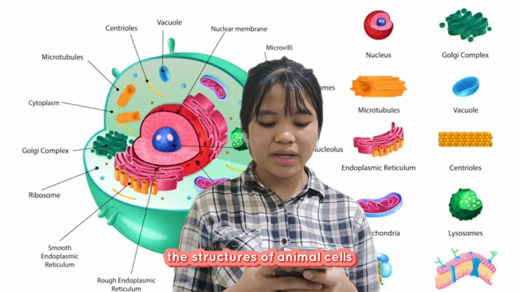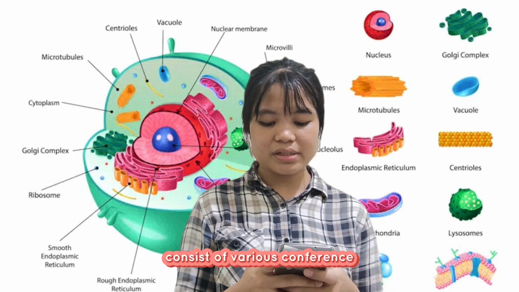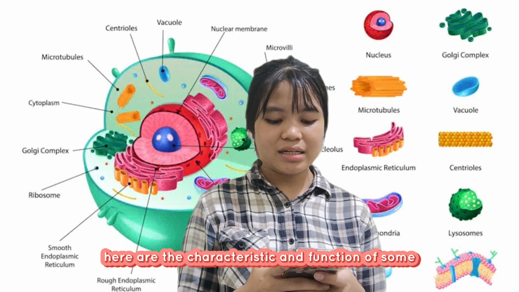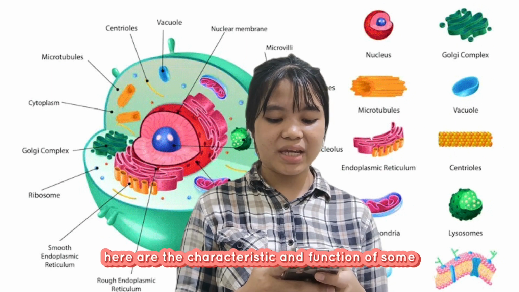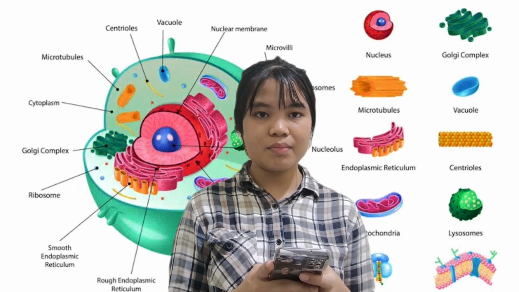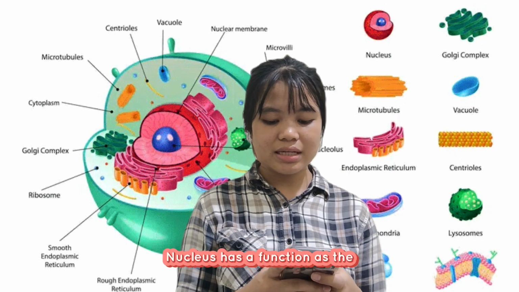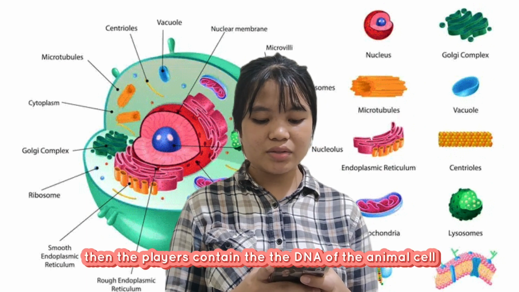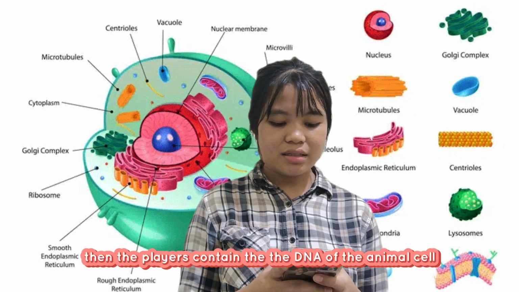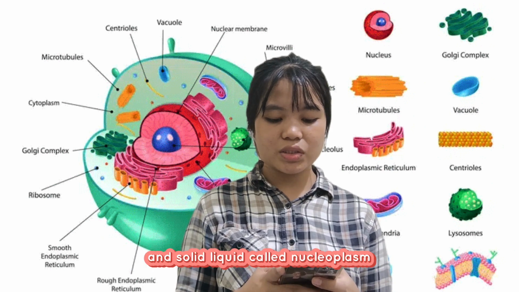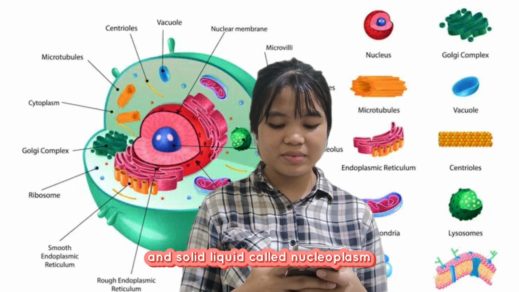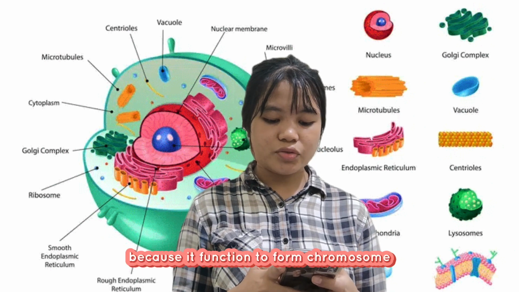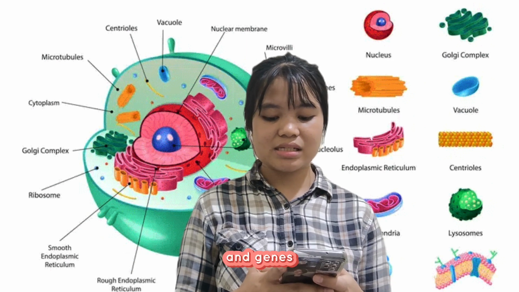The structures of animal cells consist of various components that are the basics of animal life. Here are the characteristics and functions of some animal cell components. Number one, nucleus, has a function as the center of cell information. The nucleus contains the DNA of the animal cell and a solid liquid called the nucleolus, which is very important because it functions to form chromosomes and genes.